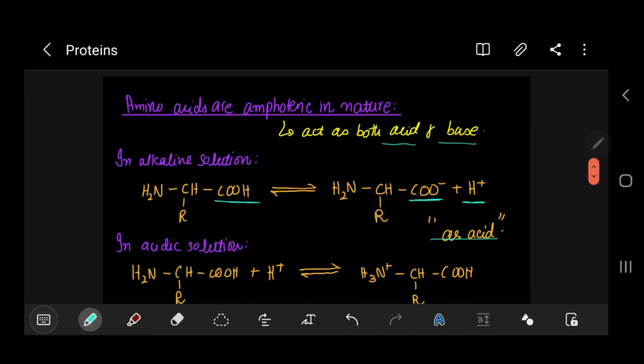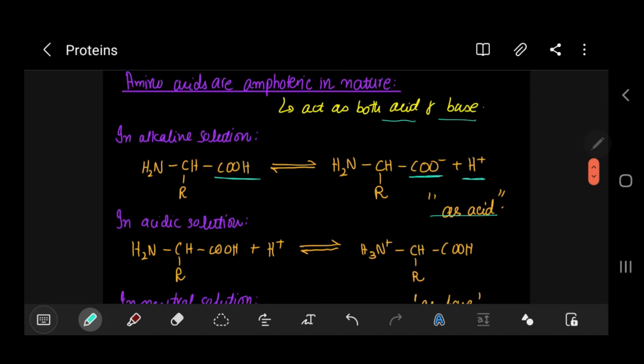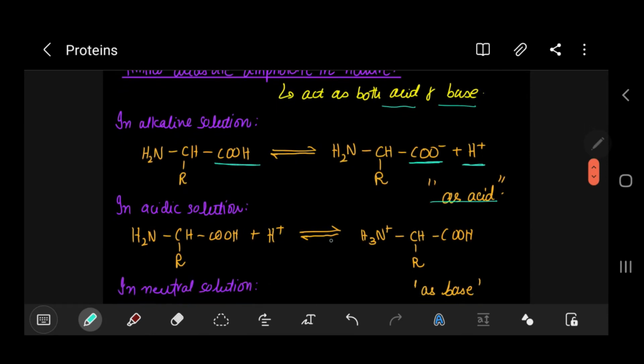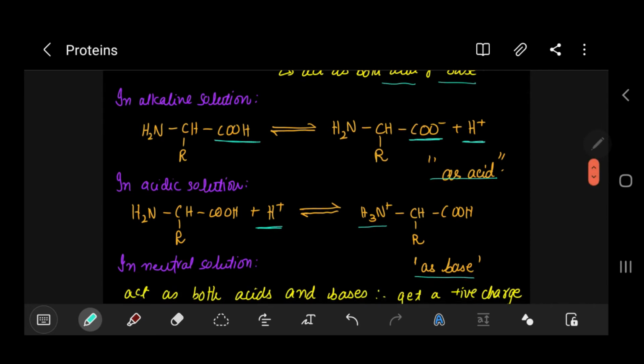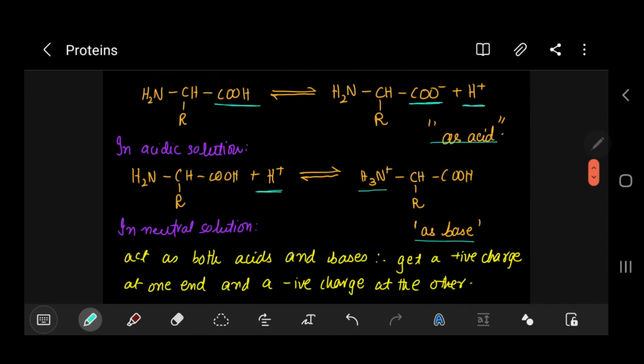Let's see what happens in acidic solution. Now what ends up happening is that it gains a proton. It accepts a proton and forms an NH3+ ion. Since it is accepting an H+ ion, that means it is acting as a base. Now in neutral solution, it acts as both an acid and a base.